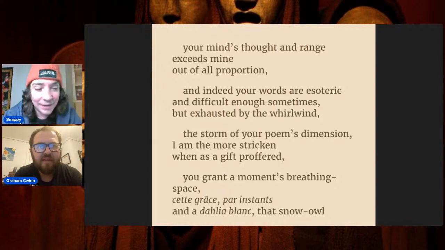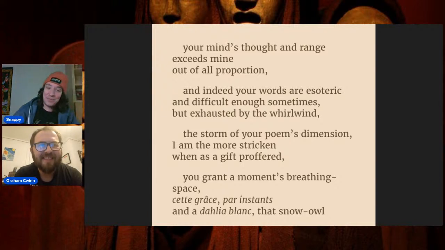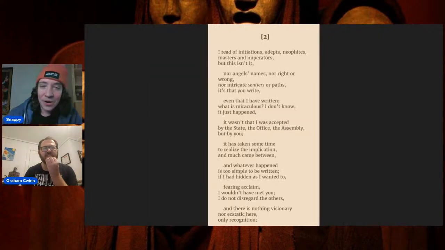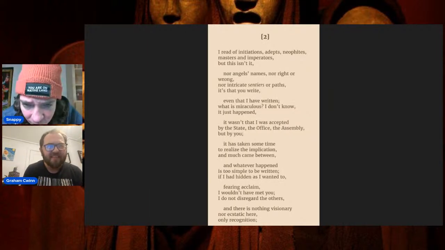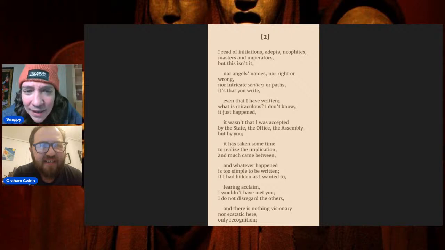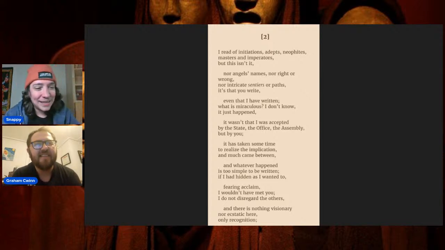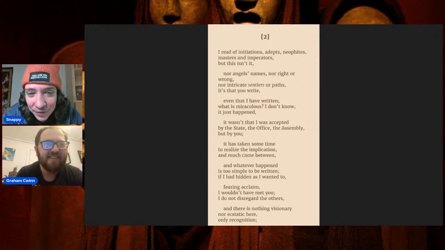Or dahlia, right? We all know the black dahlia, which is poison. Now we're seeing the white dahlia, the snow owl. Exhausted by the whirlwind. There's so much going on here in this section. Overcoming the idea of being named, right? Breaking away from that and recognizing that you are what you create. And it's the creation that's important. Right? And that's what's miraculous.